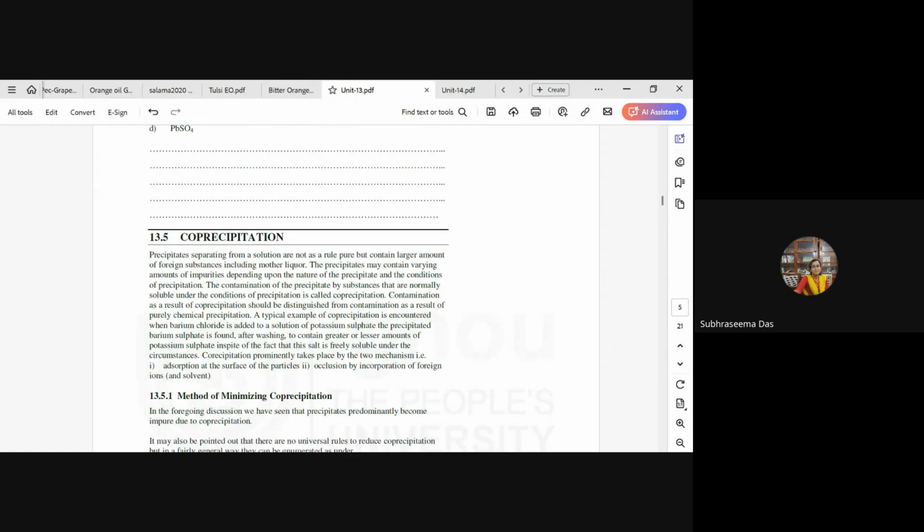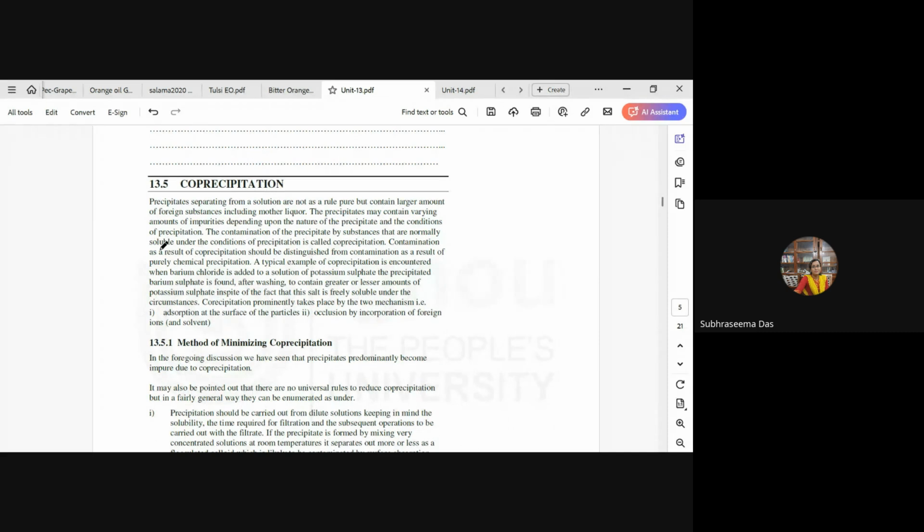Here the precipitates that are separating out from a solution sometimes contain a larger amount of other unwanted materials, including the parent solvent. These are the impurities that might be present in our original precipitate. The contamination of the precipitate by substances that are normally soluble under the conditions of precipitation is called co-precipitation.